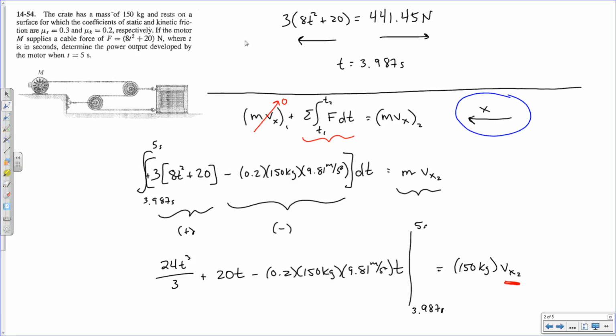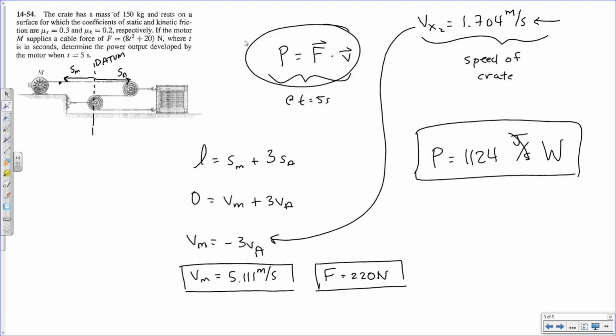The value of learning the linear impulse momentum equation is that we can solve problems very quickly that involve force, velocity, and time. We had force as a function of time. We're trying to solve for power ultimately, but power is related to velocity, and the magnitude of that being speed. So this was a great equation for us to develop so that we could solve this problem so quickly.